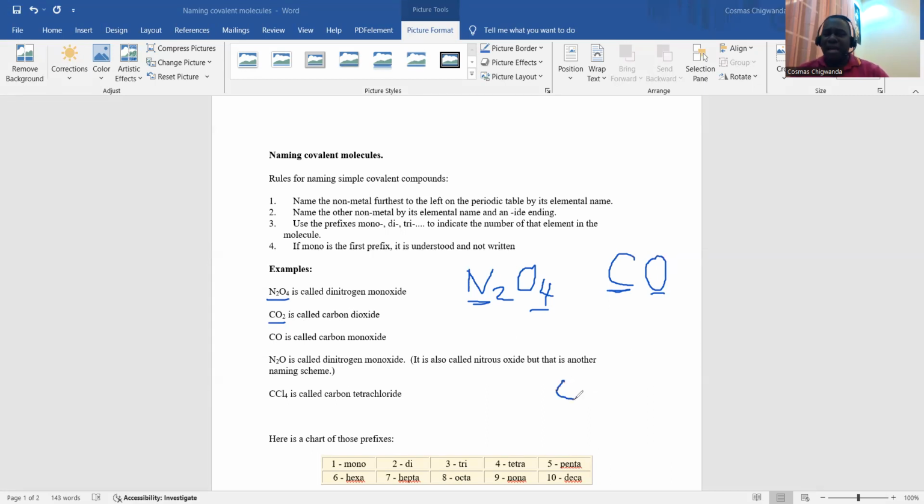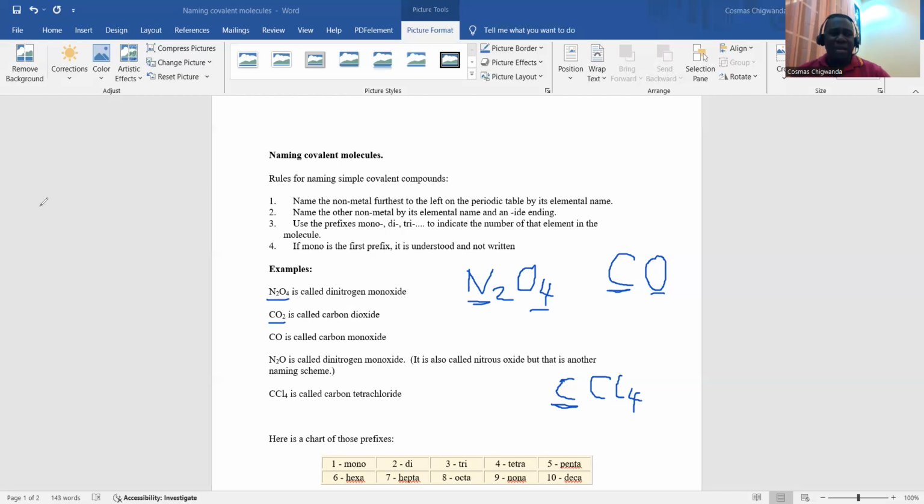If I have carbon and then Cl4, carbon is not going to change its name. It will be carbon, but the chlorine will be chloride in the name, and I have 4 of them, so it's going to be carbon tetrachloride. These are the rules. First of all, see which element is furthest to the left, and then check the numbers there. You put the numbers: if it's 1, mono, 2, di, 3 tri, 4 tetra, like that. But the other element, its name will change, but we also need to indicate the numbers that are present.